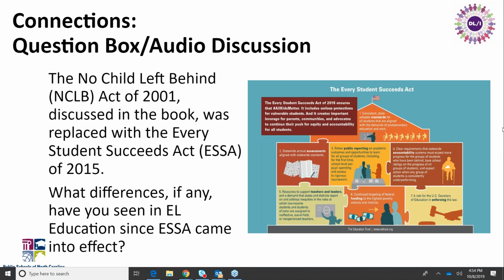We have a couple people who said both NCLB and ESSA have really made teachers pay more attention to the needs of their English learner students and how they're serving those needs. So that would be an example of how legislation has positively impacted EL education.